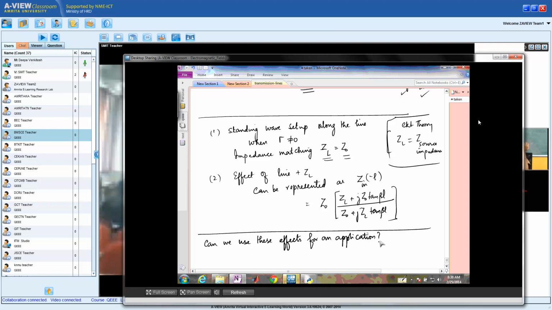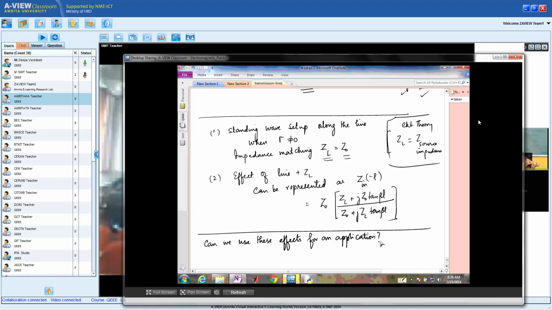So until now we have been looking at transmission line theory as something that is preventing the transfer of voltage from the source to the load, or something that is a negative effect, where you expect uniform voltage across the line, but that's not the case. You have a standing wave, you need to worry about impedance matching and so on. So these were all deleterious effects.